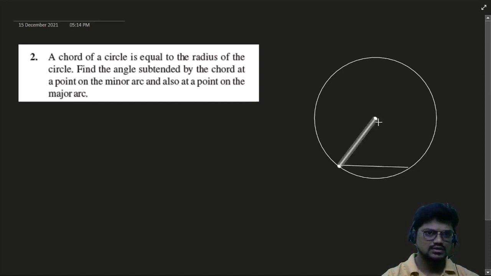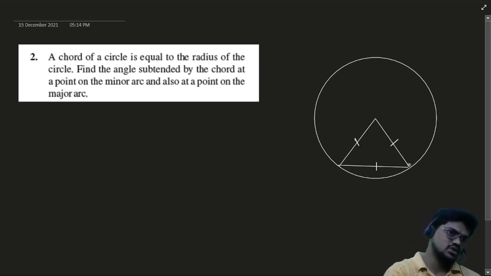If this is the center of the circle, all these distances are equal. We know that these two distances will be equal obviously because they are the radius. And this AB is also equal to OA. Why? Because the chord is equal to the radius of the circle. Find the angle subtended by the chord at any point on the minor arc. Now, which is the minor arc? This is the minor arc.